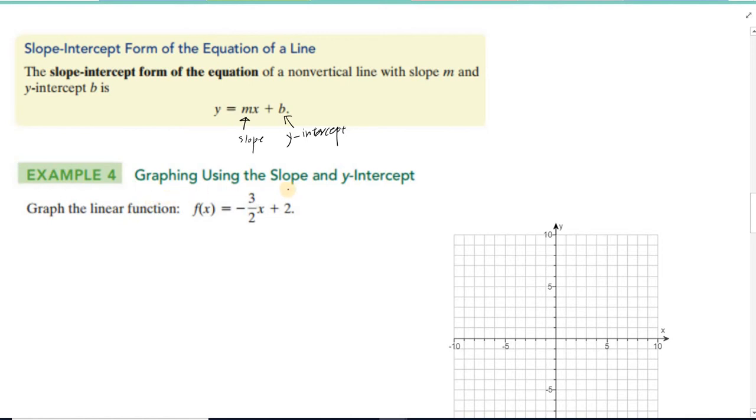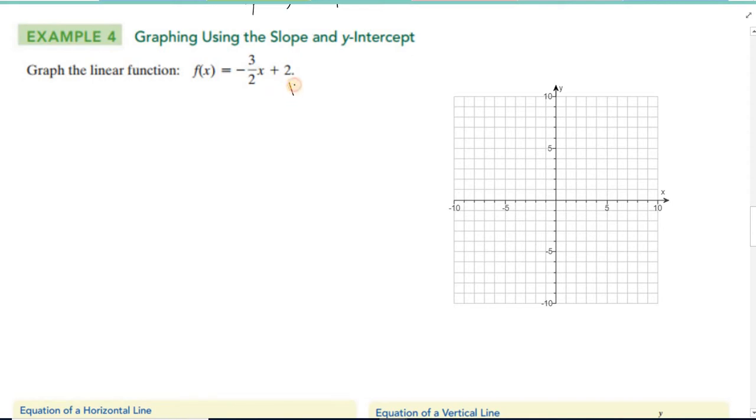Example 4, graphing using the slope and y-intercept. We first need to know this is my y-intercept. I'm going to write it down. This is my y-intercept at 2. And then this portion is our m. M is the slope, which is negative 3 over 2. So I can write this as negative 3 over 2. I'm going to make sure I recall this as rise over run. So let's go ahead and graph this by using the slope and y-intercept.